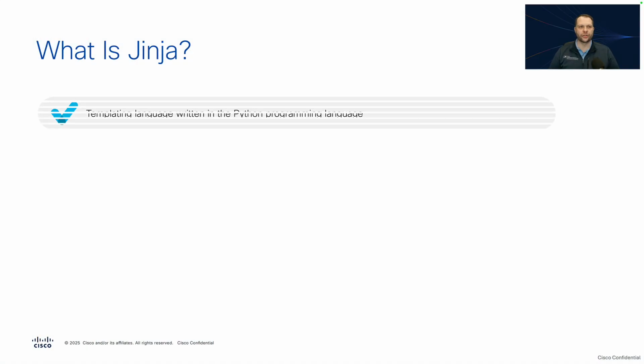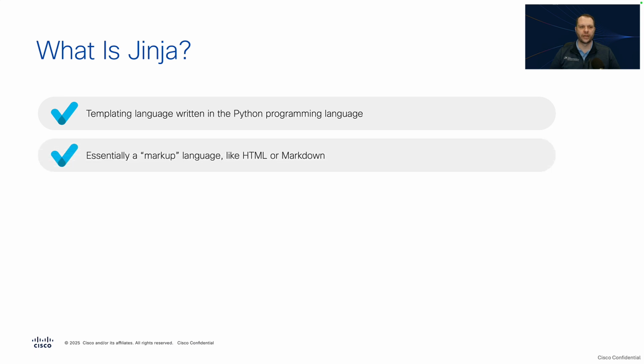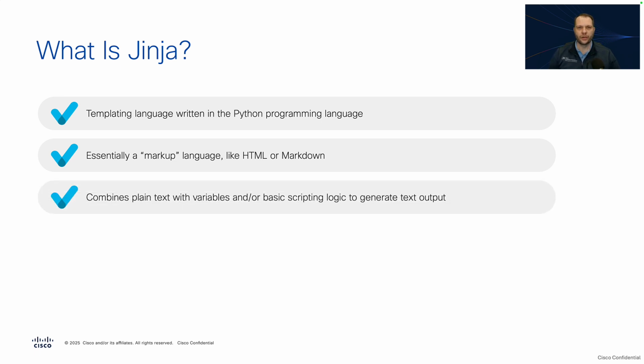So what is Jinja? Well, Jinja is a templating language that was written in the Python programming language. So as you use it, you'll notice that it's very similar to the Python programming language. It's essentially just a plain text markup language, and very similar to XML or even Markdown that you might be familiar with. What it does is it combines plain text with variables and also optionally some basic scripting logic, and it's used to generate text output.